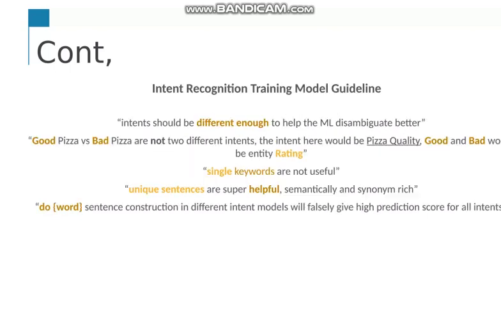Intent recognition training model guideline. Intents should be different enough to help the ML disambiguate better. Good pizza versus bad pizza are not two different intents. The intent here would be pizza quality, and good and bad will be the entity rating. Single keywords are not useful. Unique sentences are super helpful, semantically and synonym rich. Reusing the same word and sentence construction in different intent models will falsely give a high prediction score for all intents.